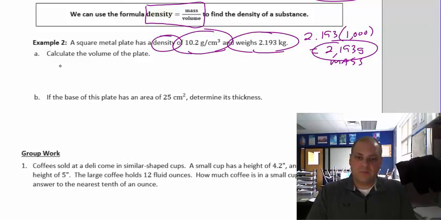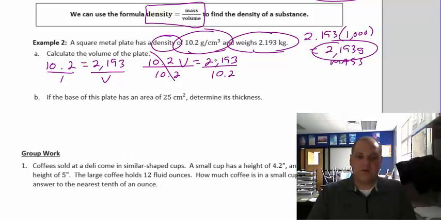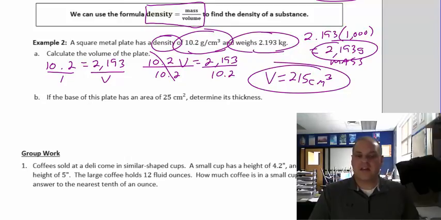So density is 10.2 equals mass. We just said 2,193 over volume, which we're finding. So it's 10.2 V equals 2,193. Divide by 10.2, and the volume equals 215 cubic centimeters. All right, 215 cubic centimeters. That one's not that bad.